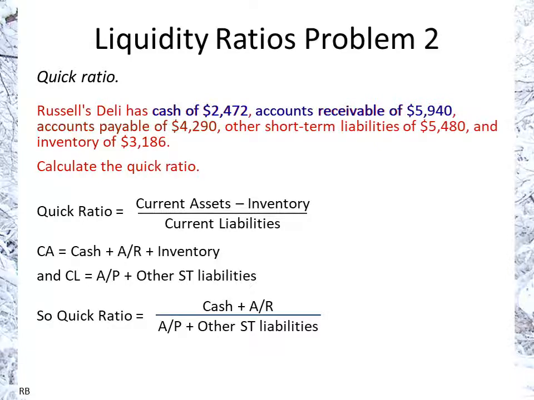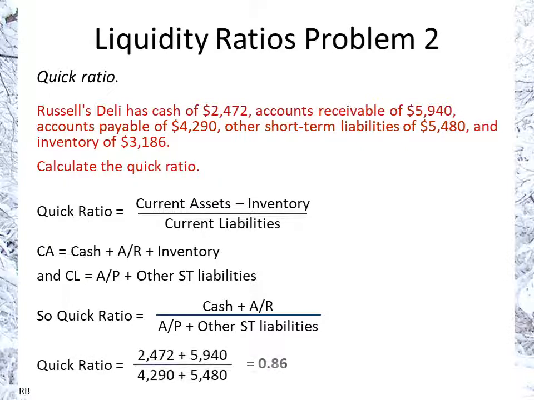So that's a 2,472 and a 5,940. And the current liabilities are the 4,290 and the 5,480. So you see, we're not including the inventory in this ratio. So using the numbers involved, we have an answer of 0.86.